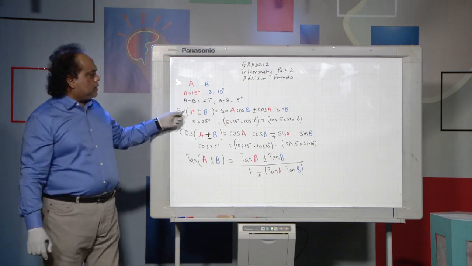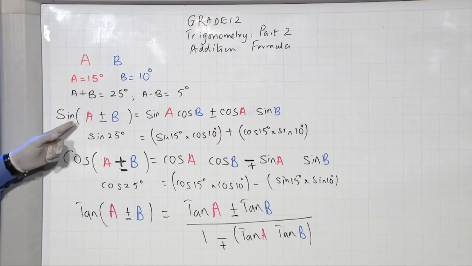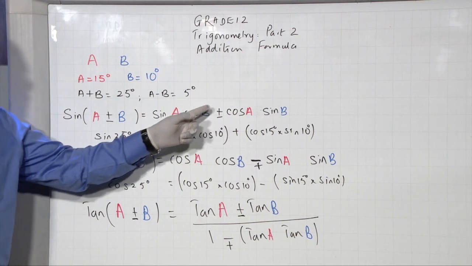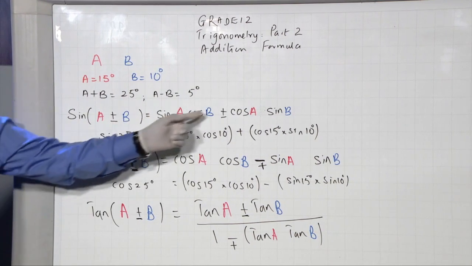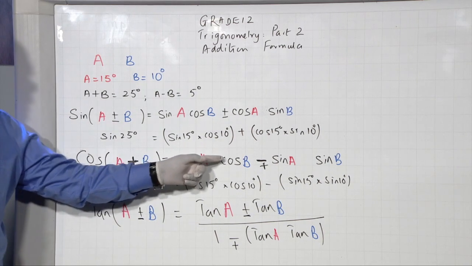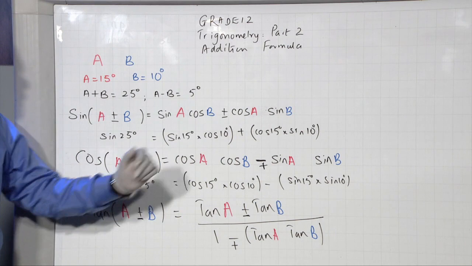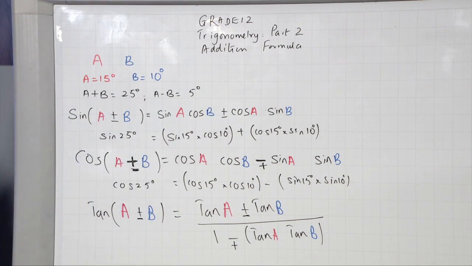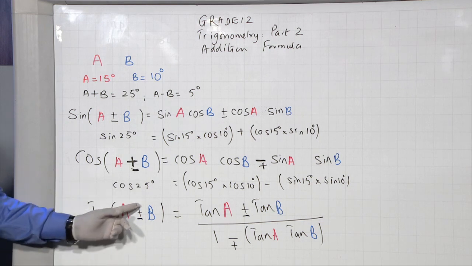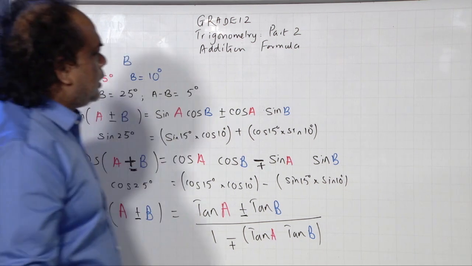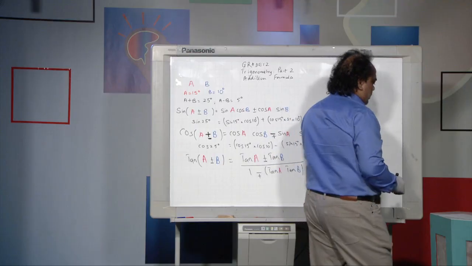So today, in this part, we learned about addition formulas. Sine of A plus B is sine A times cos B plus cos A sine B. If we have minus, then this will be minus. Cos of A plus B is cos A times cos B minus sine A times sine B. If I had minus, then we would have plus on the other side. Tan of A plus B is tan A plus tan B over 1 minus tan A tan B. So we are going to look at a few exam questions on the addition formula.